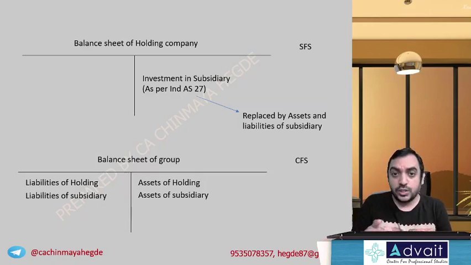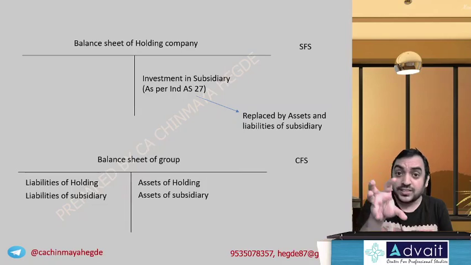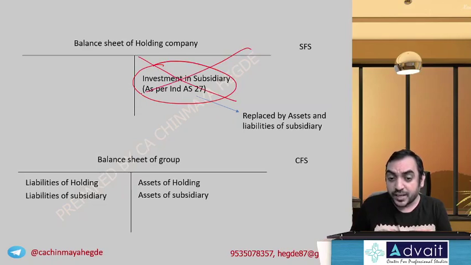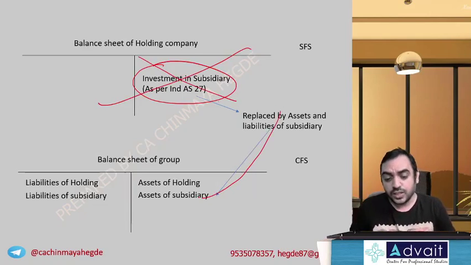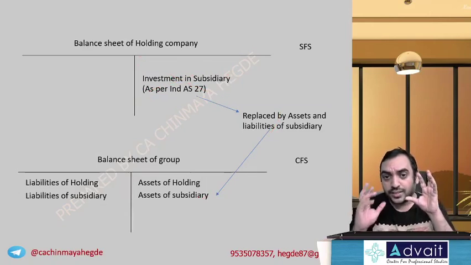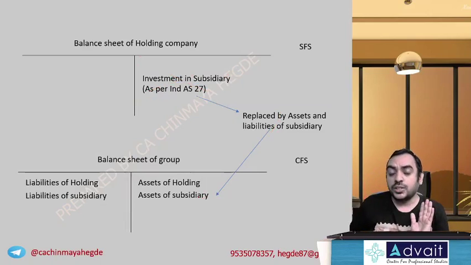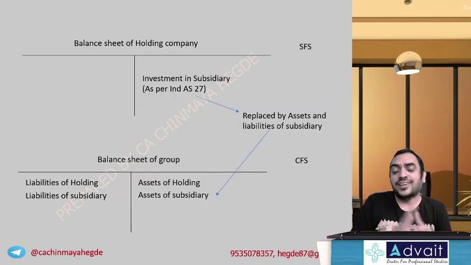When you do consolidation, you prepare consolidated financial statements, the balance sheet of the group, which comprises assets and liabilities of the holding and the subsidiary. So basically, the investment we have will be removed, because what does the investment represent? The investment represents the assets and liabilities of the subsidiary, which are taken to the group. From the holding company, assets and liabilities will come to consolidation except investment. From the subsidiary company, everything will go to the consolidated financial statements.